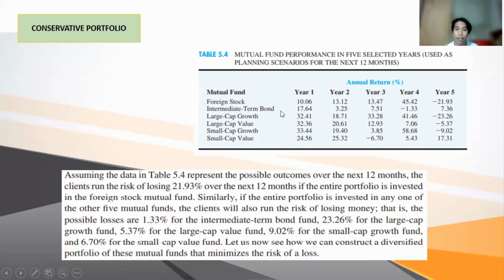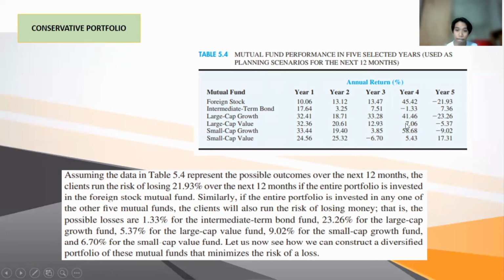So if the investor wants to invest his entire portfolio in foreign stock, then the loss he gets is 21.93%. Then also for the intermediate term bond fund, if you invest your entire portfolio in it, then the loss you get is negative 1.33%.